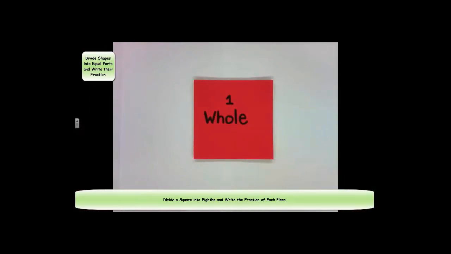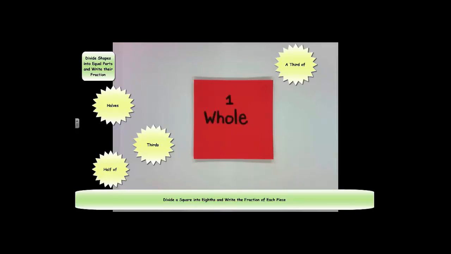In grade 2, students partitioned rectangles and circles into 2, 3, or 4 equal shares. They described the shares using words such as halves, thirds, half of, a third of, etc. And then they described the whole as 2 halves, 3 thirds, or 4 fourths. In 3rd grade, students add partitioning into sixths and eighths.